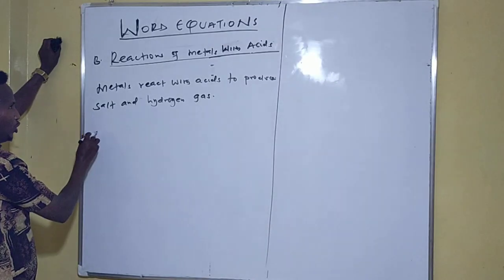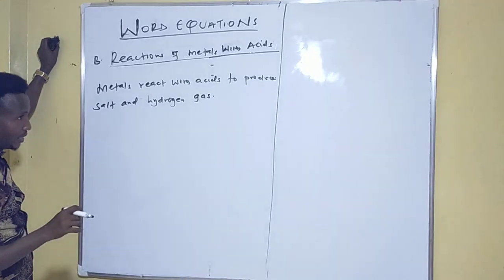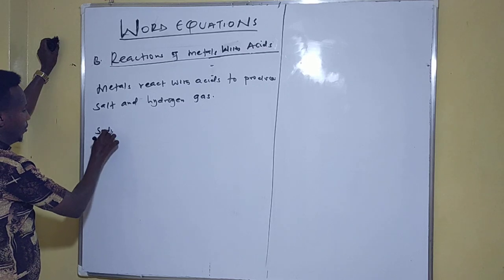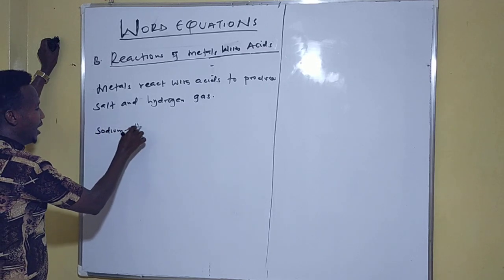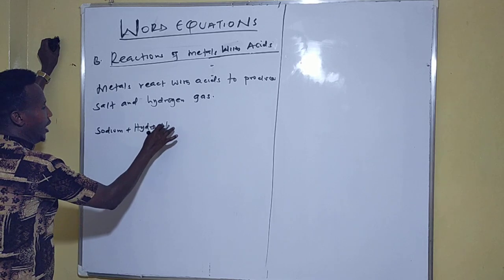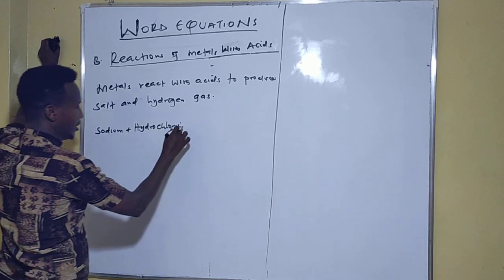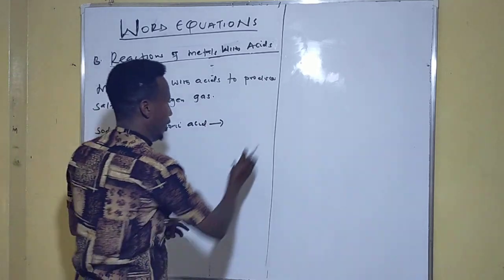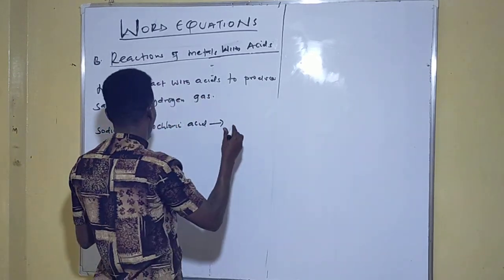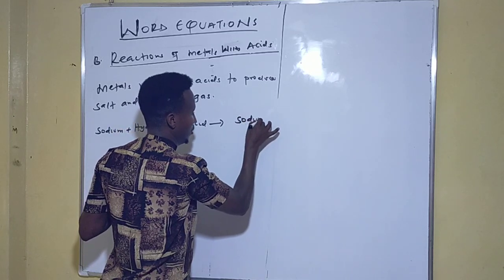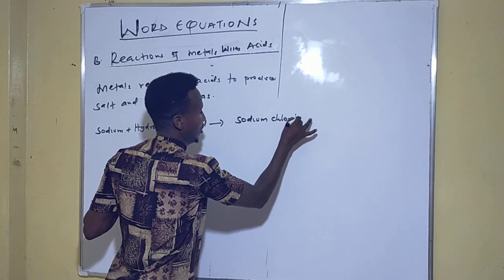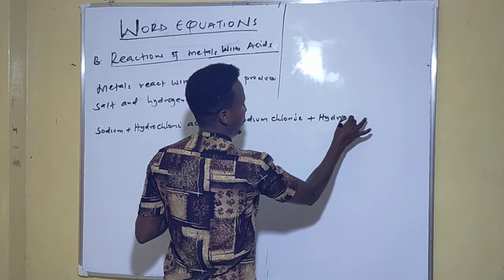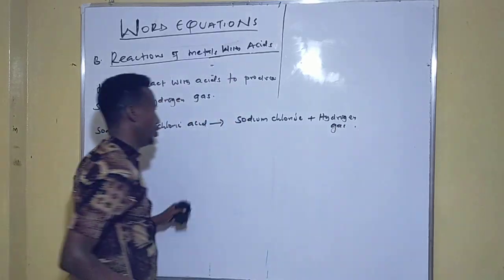Let me take sodium again. Don't forget that when metals react with acid, the end product is only salt and hydrogen gas. So let me take sodium plus hydrochloric acid. The end product will be sodium chloride plus hydrogen gas.